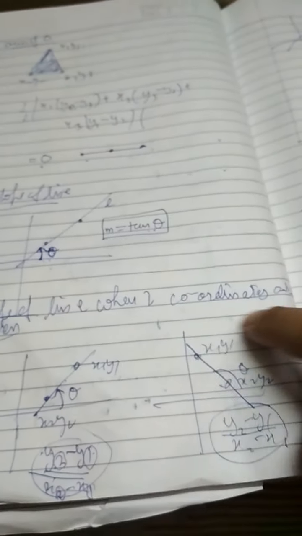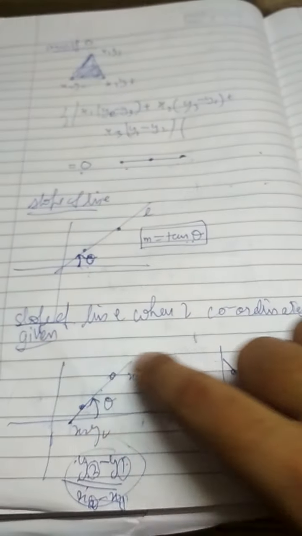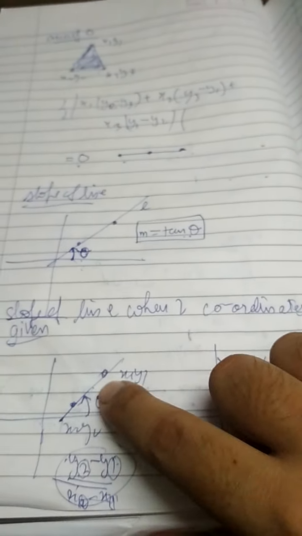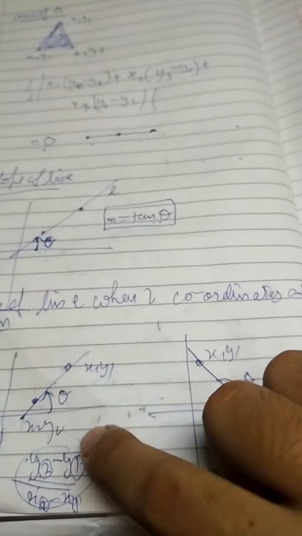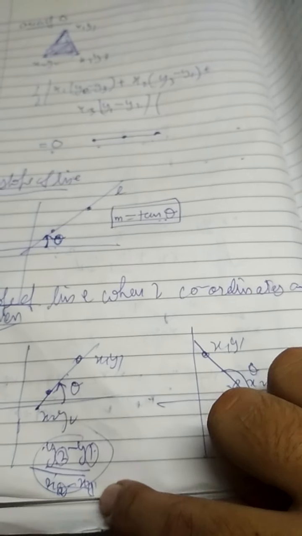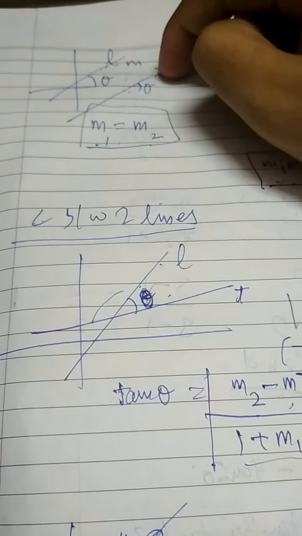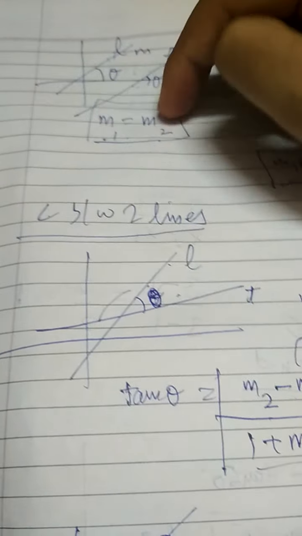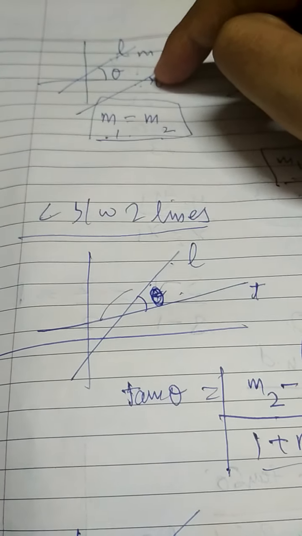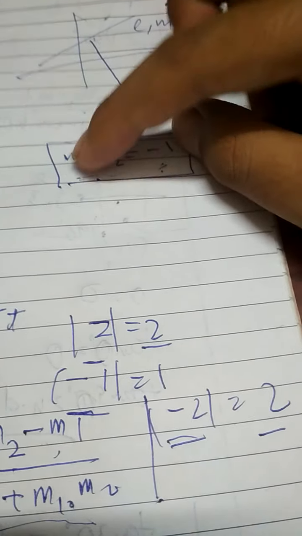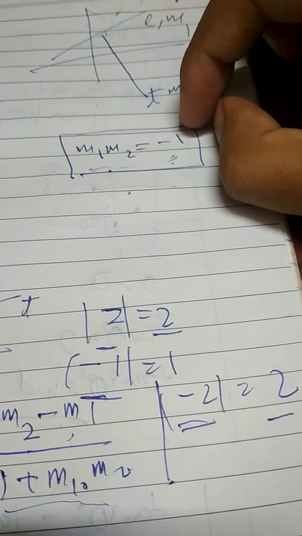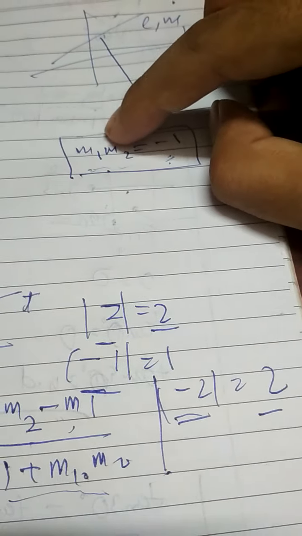How do we find the slope of a line when 2 coordinates are given? Whether the angle is acute or obtuse, the slope is given by y2 minus y1 divided by x2 minus x1. Now we know that if two lines are parallel, then their slopes are the same because they make the same theta with the x-axis. If two lines are perpendicular, then the product of the slopes of the two lines is equal to minus 1. Slope of line 1 into slope of line 2 is equal to minus 1.